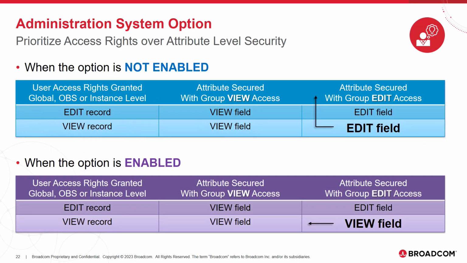For the existing behavior, when the option is not enabled, we can look at this matrix and understand that when a field is secured, even if the user has been granted view rights to a record, as a member of the Edit Access group, the user is allowed to edit the secured field. Now in Release 16.1.2, when the option is enabled, this user will no longer have the ability to edit the field because the granted view access rights for the record are prioritized over the attribute level security.